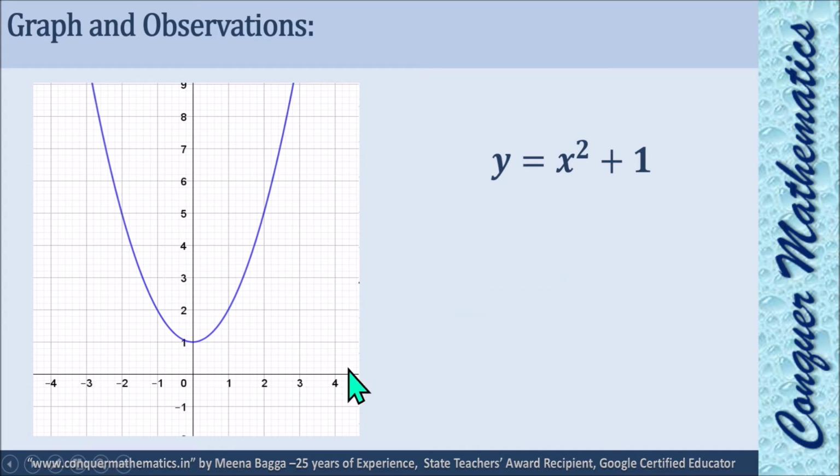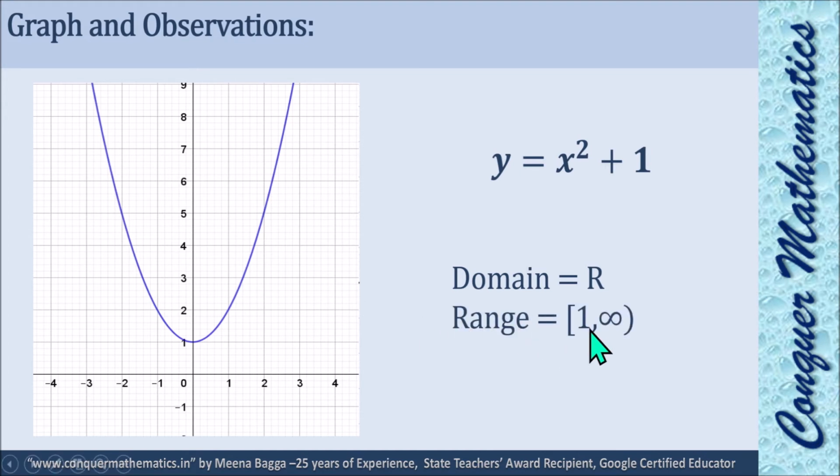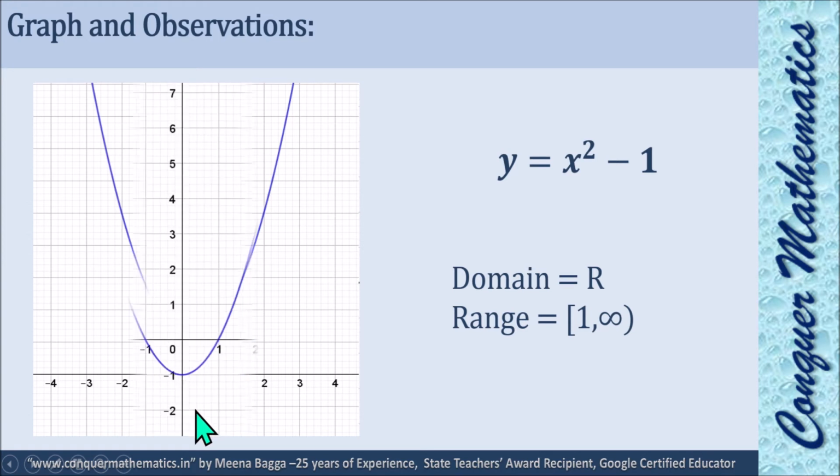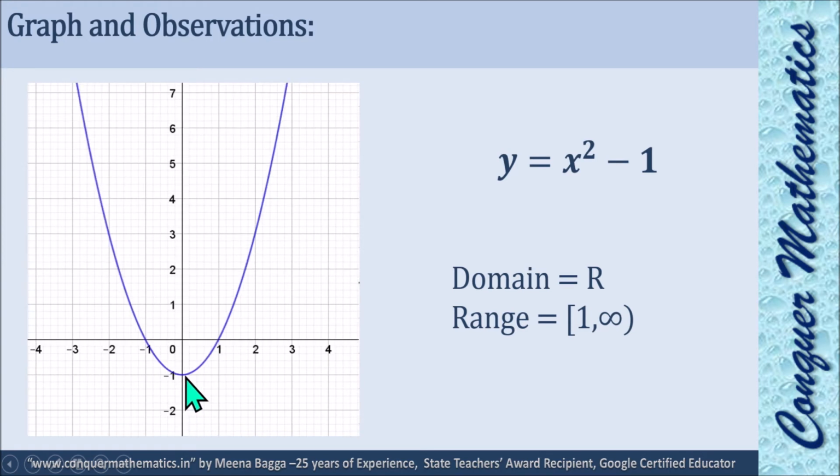And how will this change? Domain will be R. You can see there is no restriction on x. But y will start from 1. The least value of y will be 1. So range will be from 1 to infinity. Next, if the curve is of this type, x square minus 1, that means when we put x equal to 0, y would be minus 1. That means this parabola will come down, it will pass through (0, minus 1).